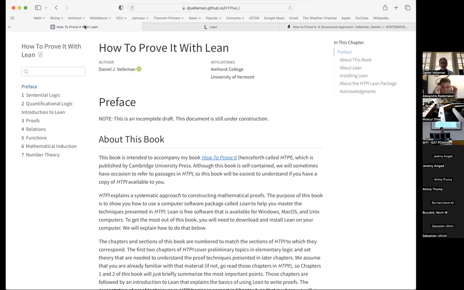And that could be a particular problem with Lean because it's complicated software. I have to say, it took me a while to get the hang of it. But there is one saving grace of Lean, particularly the latest version, Lean 4, which is that it's customizable.